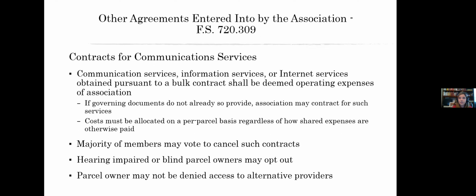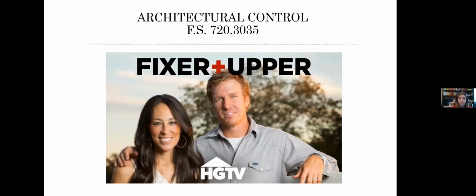Bulk communications, again, more of a condo thing, but some HOAs still have neighborhood cable agreements or other kind of bulk contracts. And the membership can cancel those, and anyone with a hearing or blind disability can opt out. They don't have to be forced to accept the neighborhood cable. And a parcel owner may not be denied access to alternative providers, even if you have the bulk cable agreement and you want to use a different cable provider or a dish, you can do that.